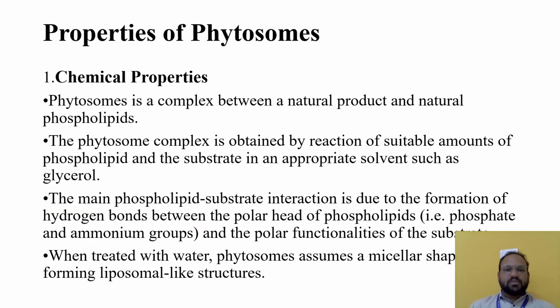So properties of phytosomes. The first property we study is chemical properties. Phytosome is a complex between a natural product and natural phospholipids. The phytosome complex is obtained by reaction of suitable amounts of phospholipid and the substrate in an appropriate solvent. The main phospholipid-substrate interaction is due to the formation of hydrogen bonds between the polar heads. As I said, the phospholipid has a head which is hydrophilic. So there is a formation of a complex between a phospholipid and the phytochemical constituents. That forms a hydrogen bond.